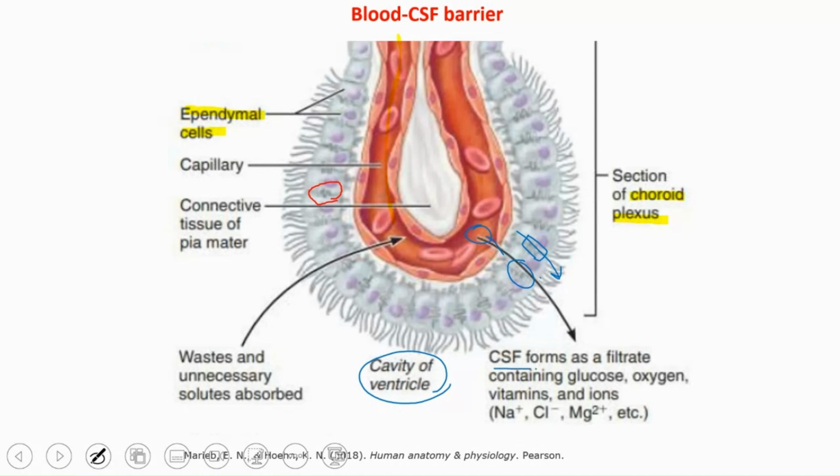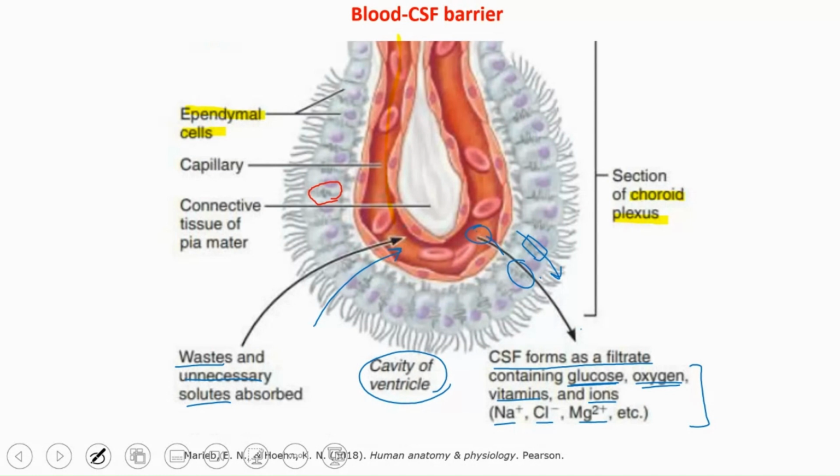So we have specialized pumps here that will allow specific ions to diffuse. So CSF forms as a filtrate containing glucose. We need glucose, we need oxygen, vitamins, and ions like sodium, chloride, magnesium, etc. So these ions and molecules will be filtrating from the blood to the CSF. At the same time, we also have a diffusion from the CSF to the blood. Diffusion of what? Wastes and unnecessary solutes are all absorbed back to the blood.